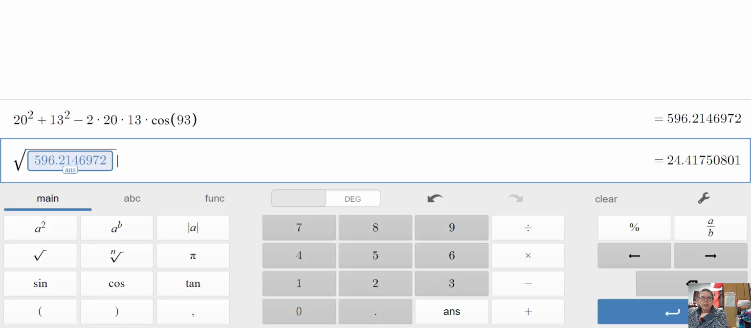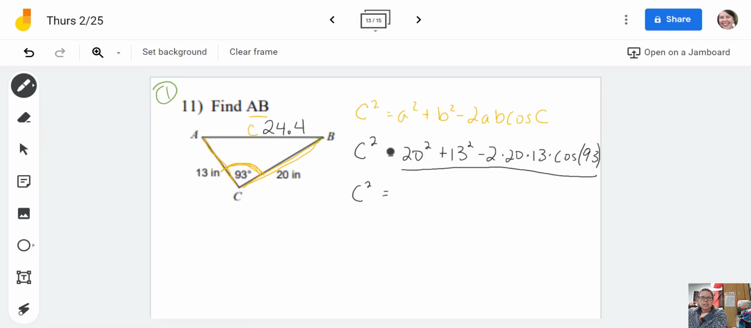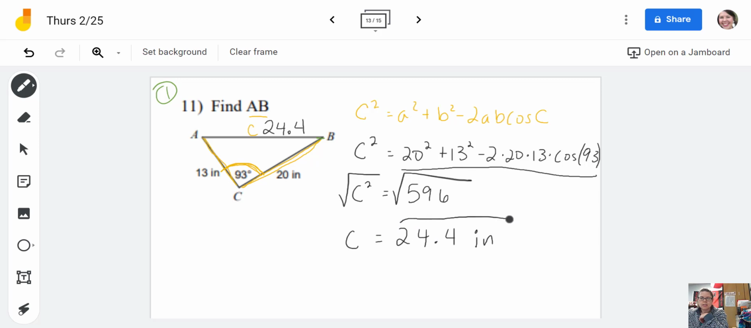So I can come back here to my notes, and this is going to be 24.4. We ended up with 596-ish, square root, and so now C is equal to 24.4 inches. And this is what you can put into Go Formative. Now, doing the exact same thing, side, angle, side, try number 2, and work through number 2 using the same equation.